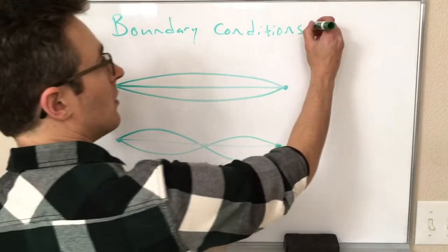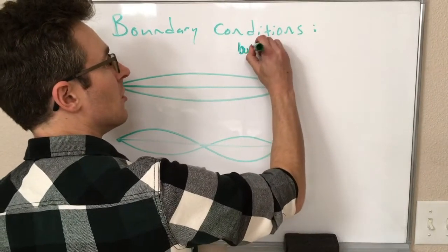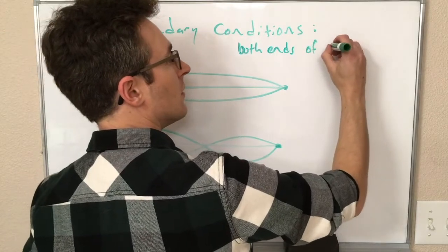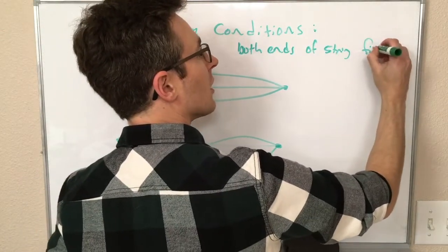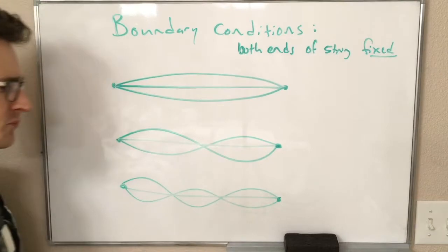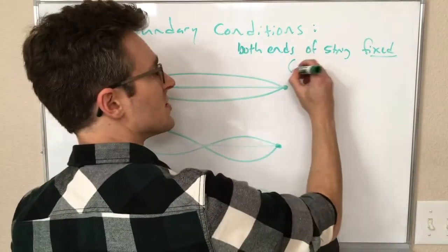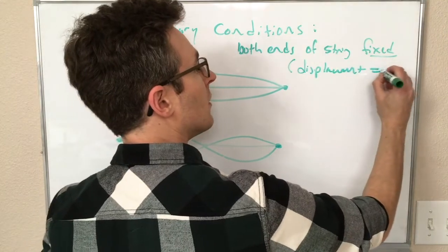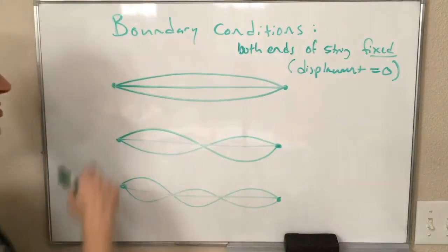That's one example of what a boundary condition could be. In this case, our boundary conditions are that both ends of the string are fixed. Really what this is saying is it's forcing the displacement of the string at the ends to be 0.